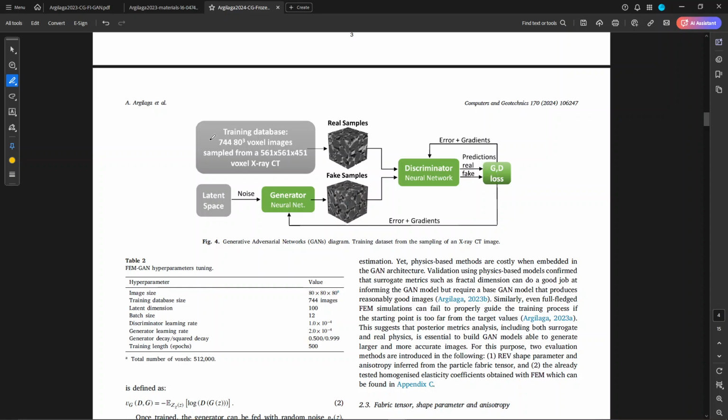Okay, so we have a database of 744 images that have been obtained by bootstrapping a single image of a sample taken by X-ray CT. So what we want is to produce synthetic images, so fake samples, that not only look like the real one, but also have some of the properties of interest, like physical properties, also matching the real images. Okay, so as I said, this size, 80 cubed voxels, is the highest up-to-date applied in this kind of material.